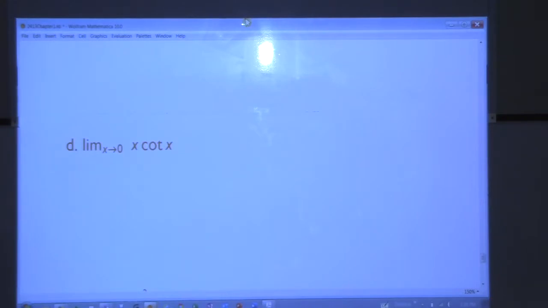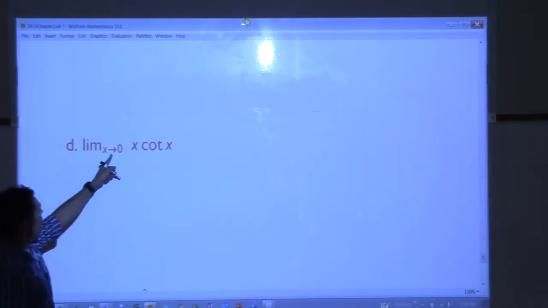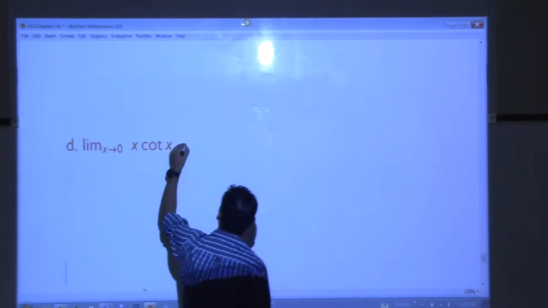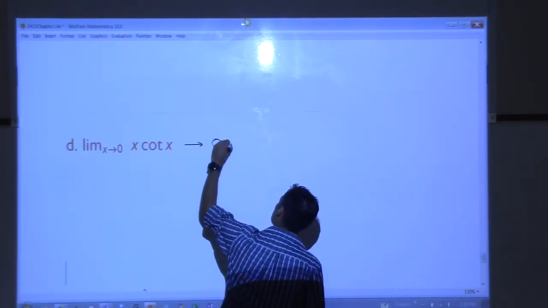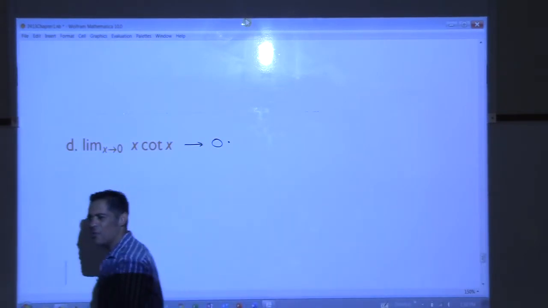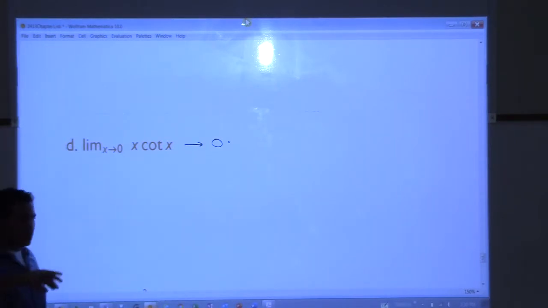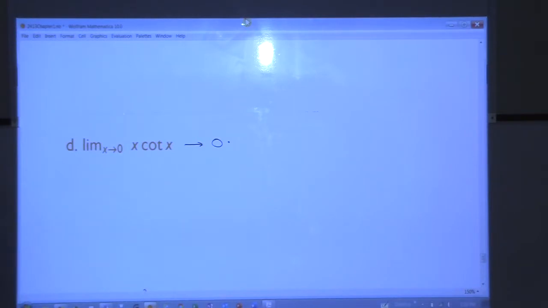So if x approaches 0 here, then that's going to be 0. So I'm going to write this down. This is approaching 0 times, and now you have to know what cotangent of 0 is. That may not be something that people know. I expect that you know sine, cosine, tangent right off the top of your head, but maybe cotangent's not as easy. Do you know what cotangent is? Tangent was sine over cosine, right? So what's cotangent? The other way around.